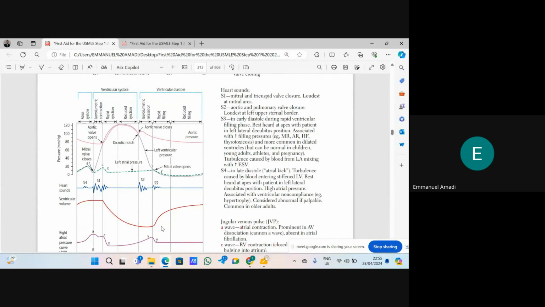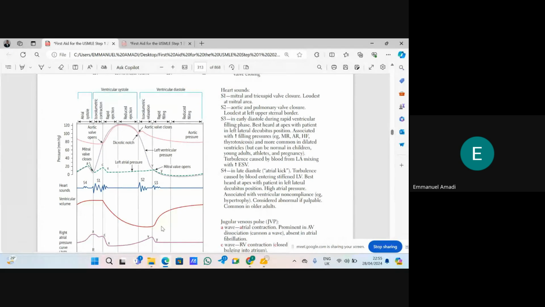Now, there are two conditions where you can hear your S3 and it is normal. Those two conditions are in a pregnant woman and in a young, skinny athlete. So if a young guy who is athletic and skinny comes to me and I listen to his heart and hear an S3, I would not be in a hurry to start doing a lot of things. I'll have to chill first. If I hear it in a pregnant woman, I also need to take a chill pill, because it can be normal in those two cases.